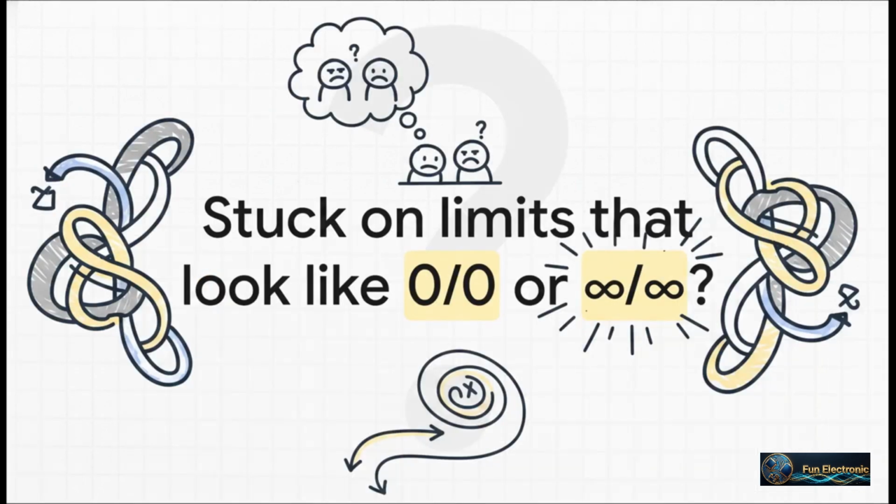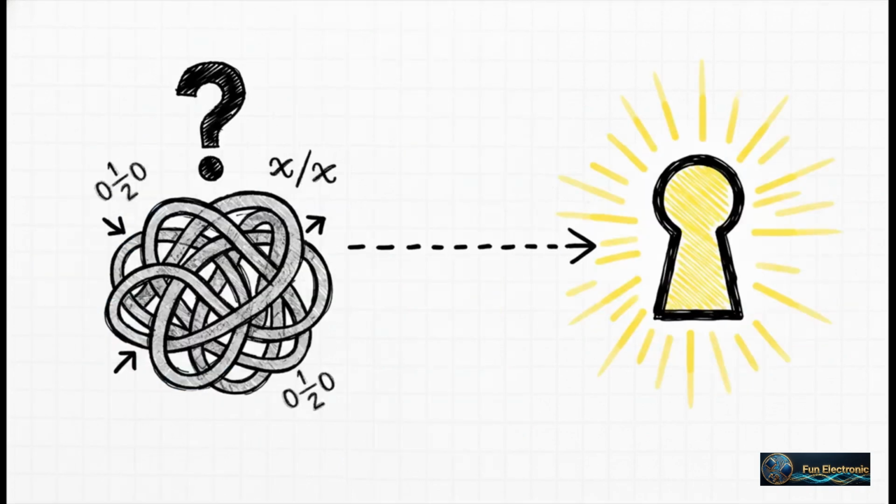So have you ever run into this? You're cruising through a limit problem, you do the direct substitution, and you end up with something that just makes no sense, like 0 divided by 0, or maybe infinity divided by infinity. It's like the classic calculus roadblock, right? Well, believe it or not, this thing has a name. It's called an indeterminate form, and that's just a fancy way of saying we can't figure out the limit, yet.